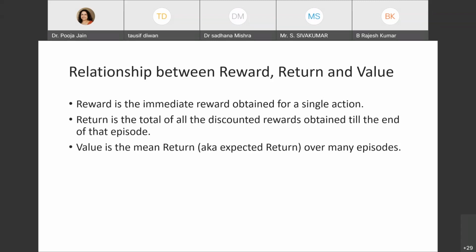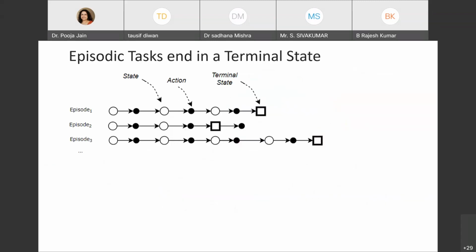Like see here, the return associated with this episode, then with this particular episode, and then the average of them, is known as the value function. Value function is described with the help of the Bellman equation.